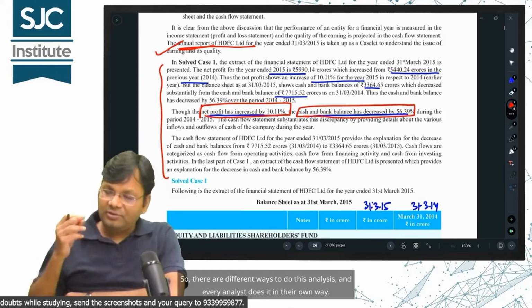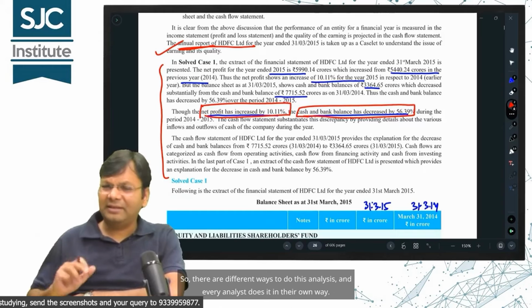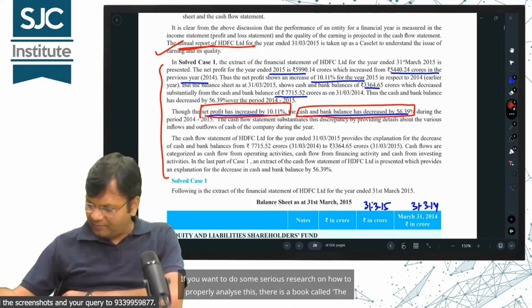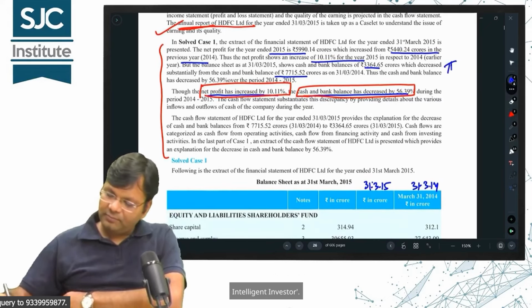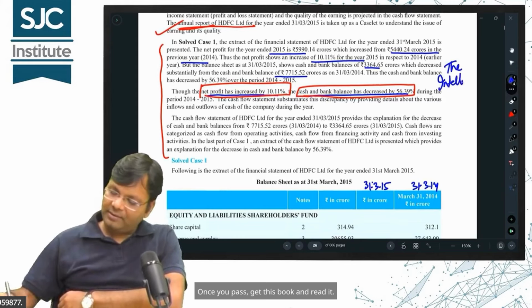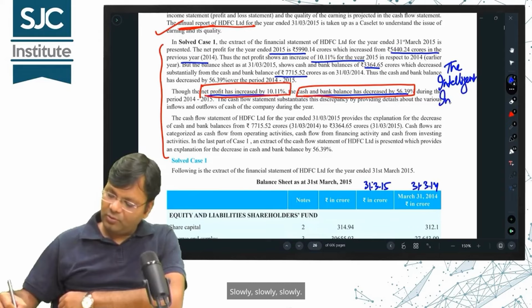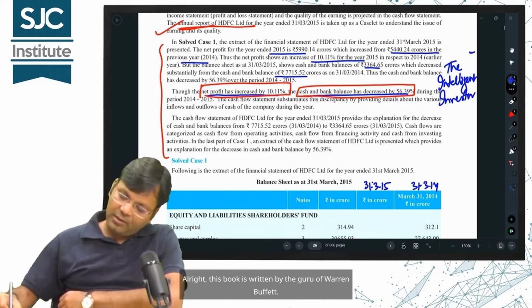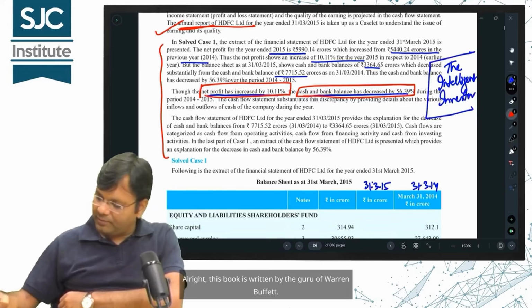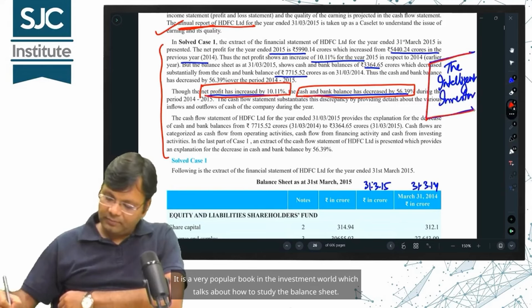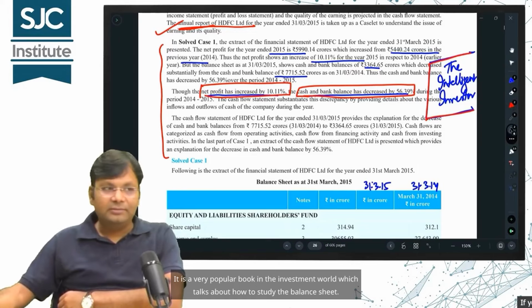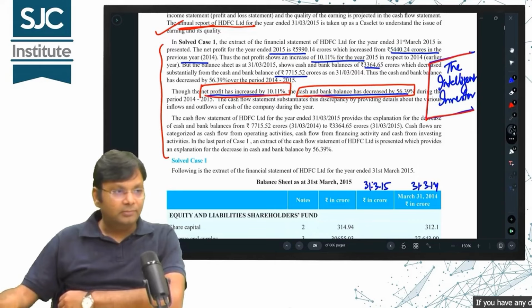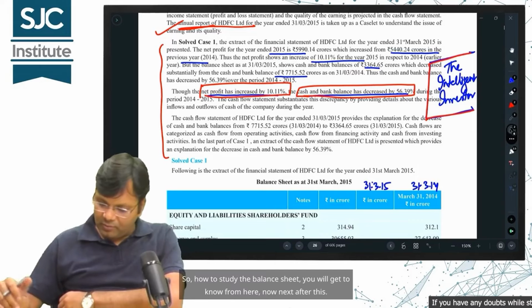There are different ways to do this analysis, and every analyst does it in their own way. If you want to do some serious research on how to properly analyze this, there is a book called The Intelligent Investor. Once you pass, get this book and read it. Slowly, slowly. This book is written by the guru of Warren Buffett. Got it? It is a very popular book in the investment world which talks about how to study the balance sheet. So, how to study the balance sheet, you will get to know from here.